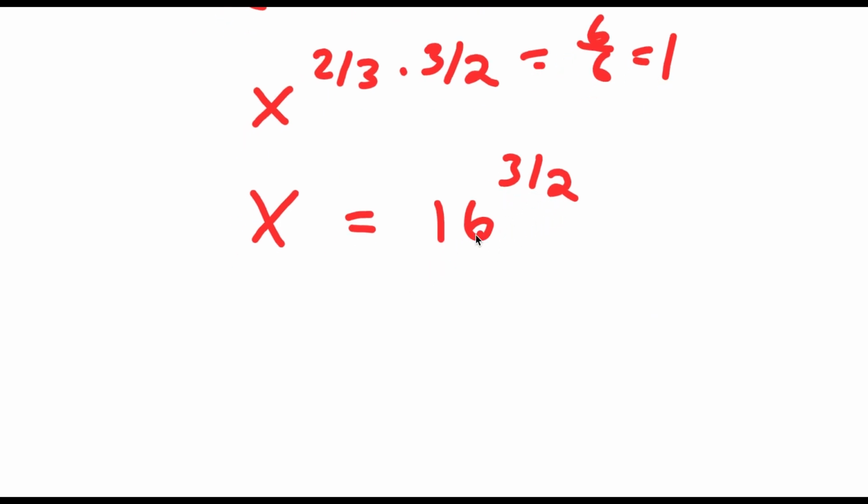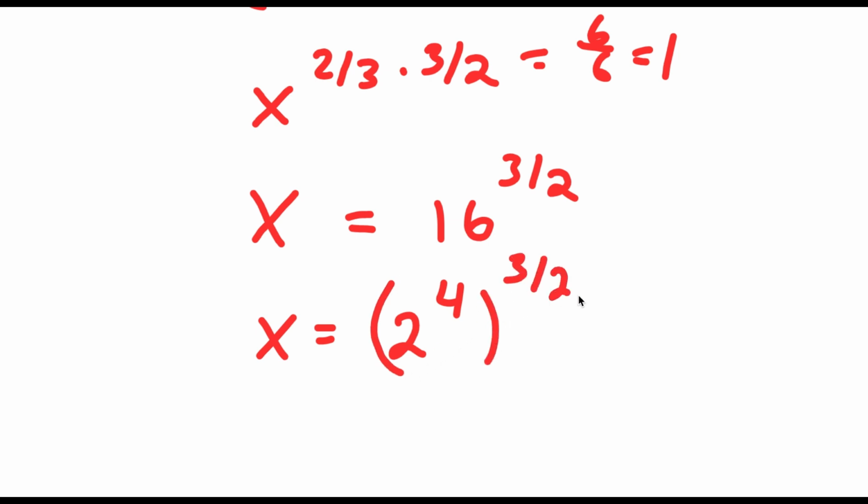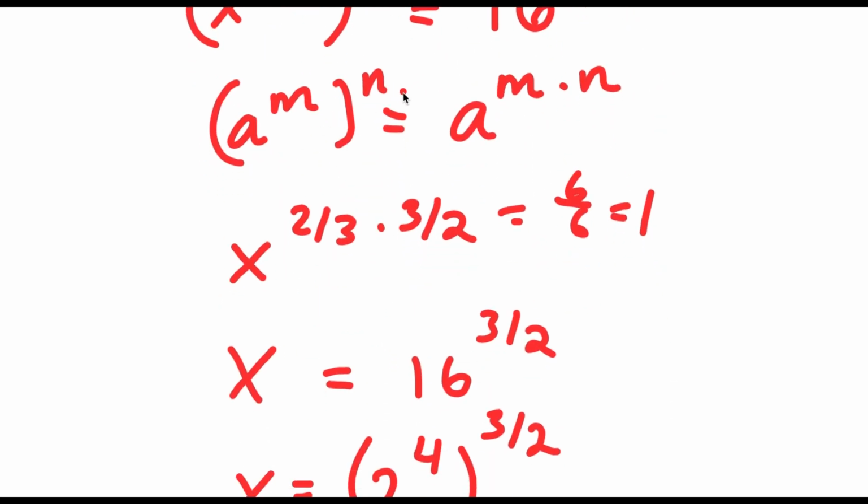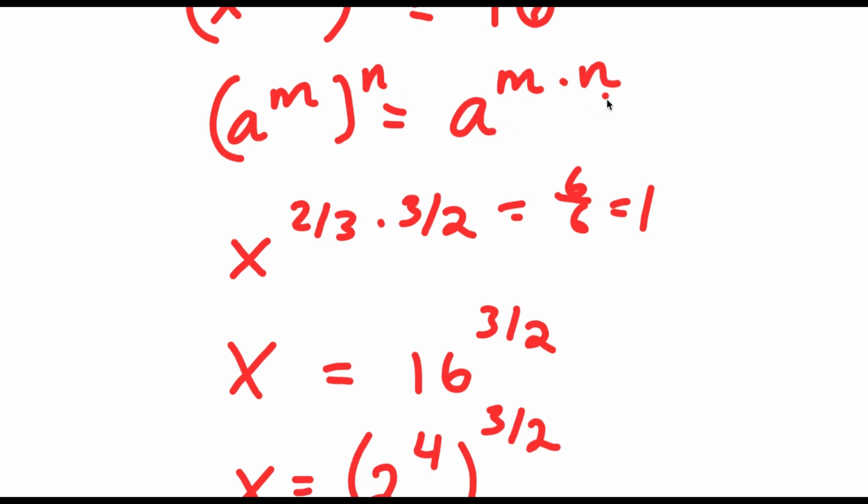Now 16 to the power of 3/2, this is the same thing as, I'm going to replace 16 with 2 to the power of 4. So I have (2 to the power of 4) to the power of 3/2. And remember, if I have something in the form (a to the power of m) to the power of n, this is equal to a to the power of m times n.